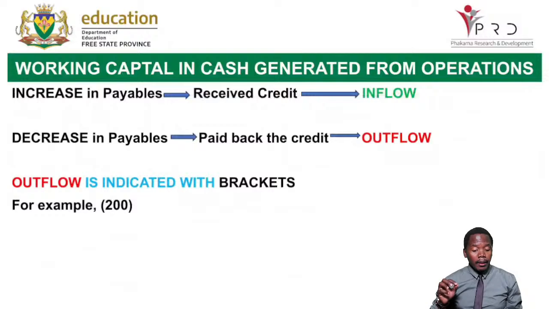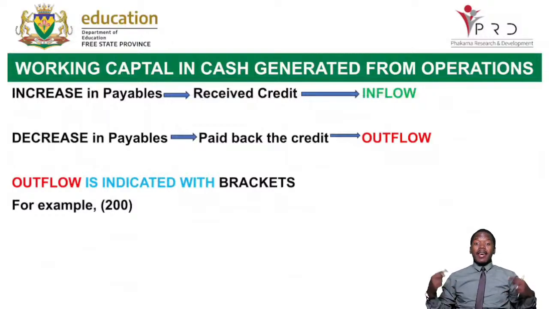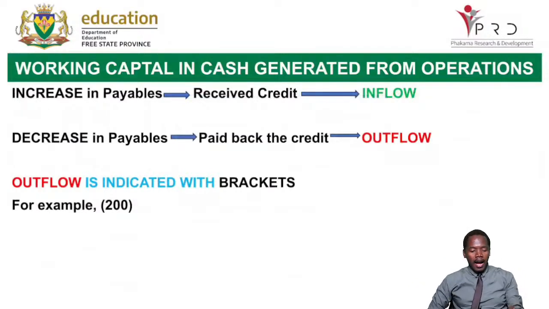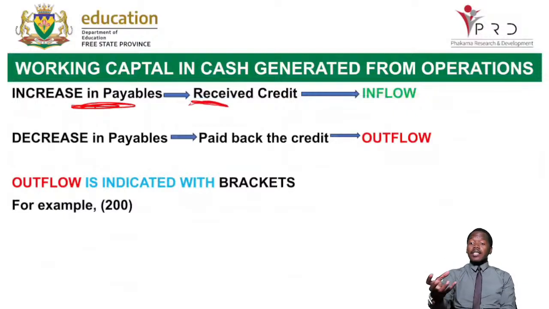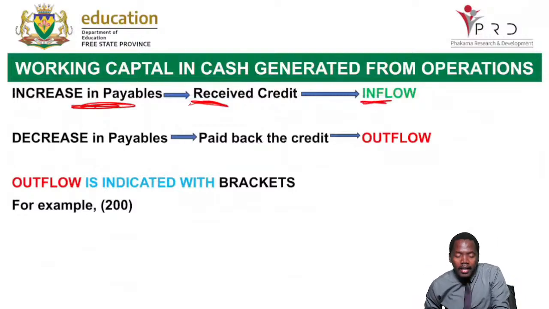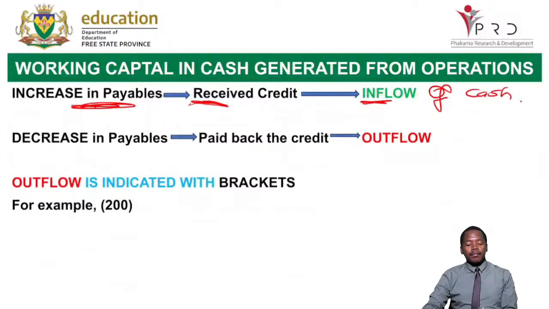Now we are talking about the payables. Payables are people or suppliers that we owe as the company. We owe these guys. Now, when the payables are increasing, it means that we have received credit. If you receive credit, it means you have received money. Now that becomes an inflow because you are receiving money. So this is an inflow of cash.